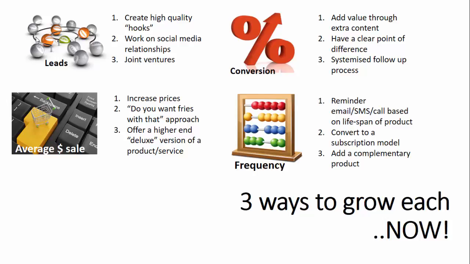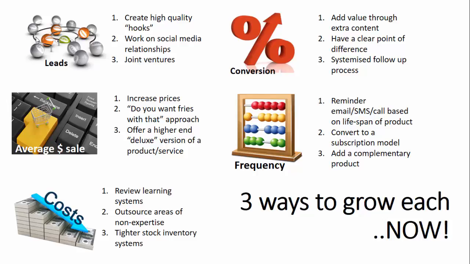On to frequency. If we have a specific product or service which has a specific lifespan, if we make sure we keep our client information or customer information accurately, we can send a reminder email or SMS or even make a call prior to the expiry of that product. We can look to potentially convert our services from a fee for service to a subscription model. And this automatically facilitates people to repeat buy. Additionally, of course, we can add a complementary product. And by that, I mean add a product which complements the product or service you've already sold.